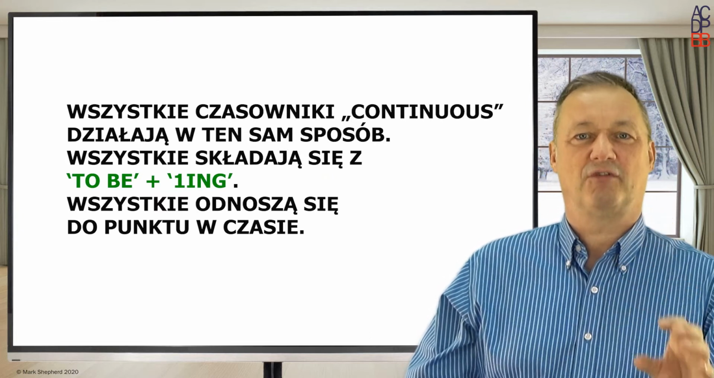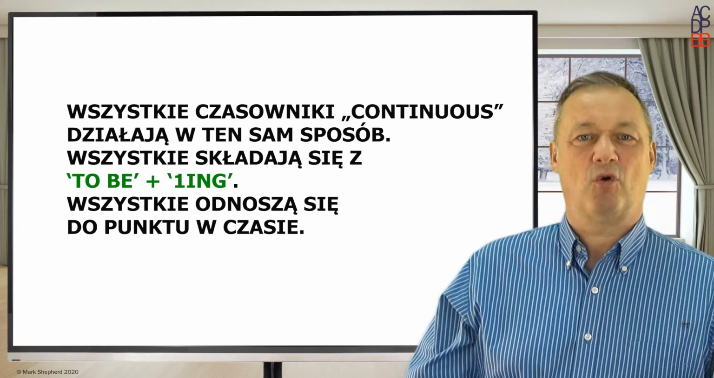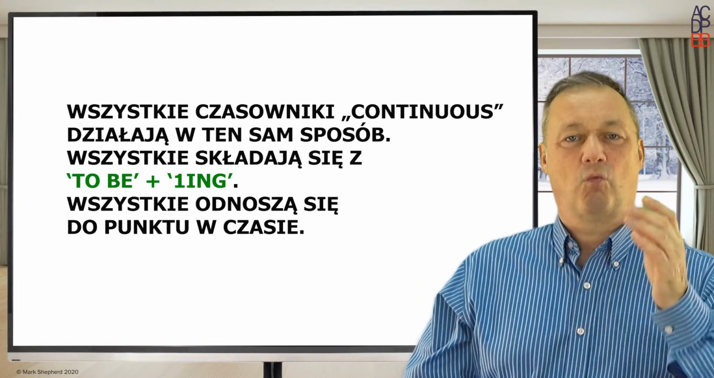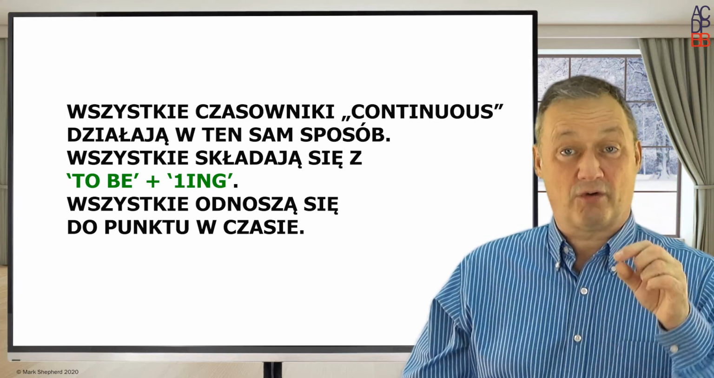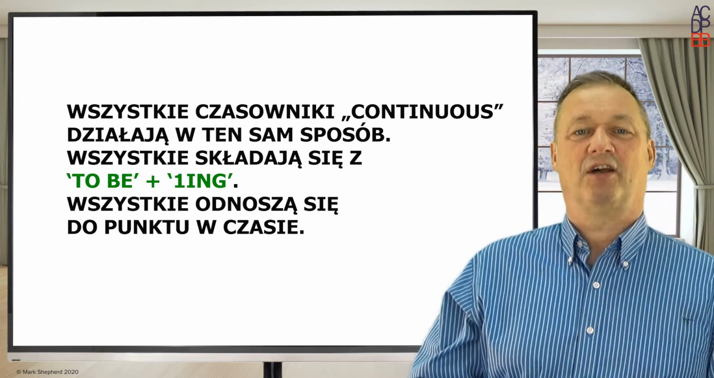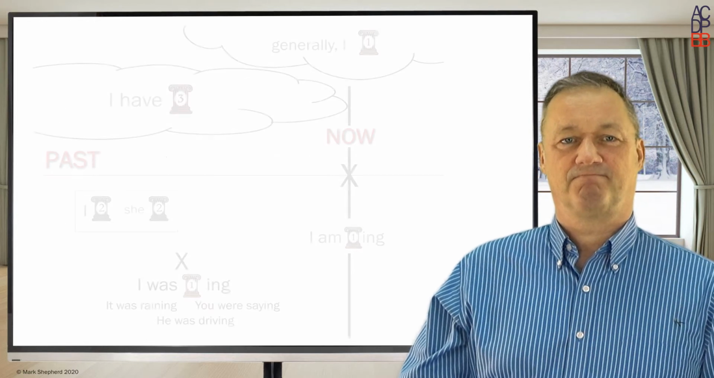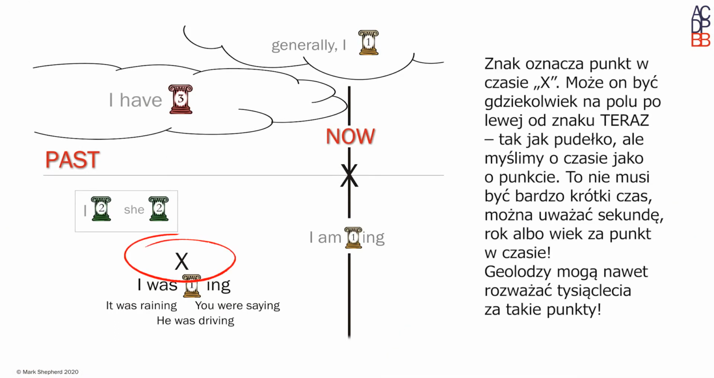All continuous verbs work in the same way. They all use to be followed by one-ing. And they all refer to a point in time. Let's go back to the picture. The X marks a point in time. It can be anywhere in the space on the left of the now line, just like the box. But we're thinking of time as a point.